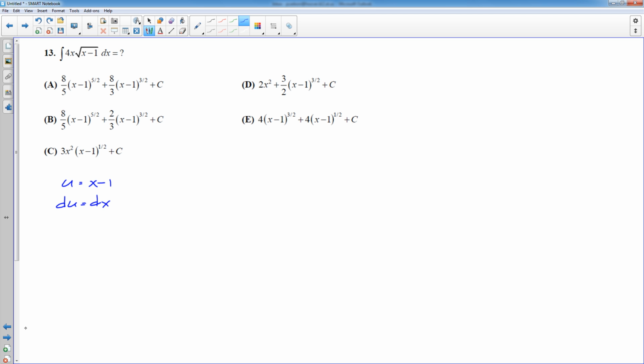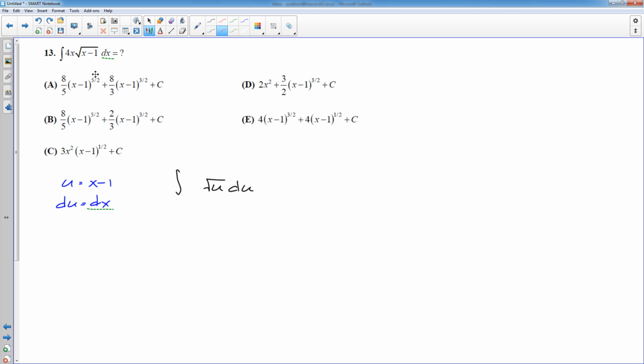Now we run into a slight problem here for just a minute because I have my du right here, and when I start substituting, I get the antiderivative of the square root of u du, but what I have not done is account for this x. So we have two options. We could abandon u sub and go into parts.